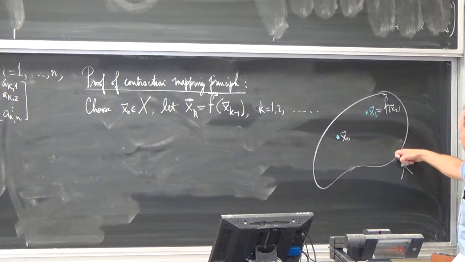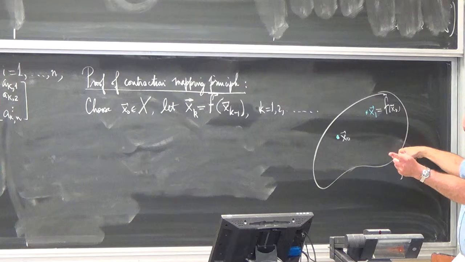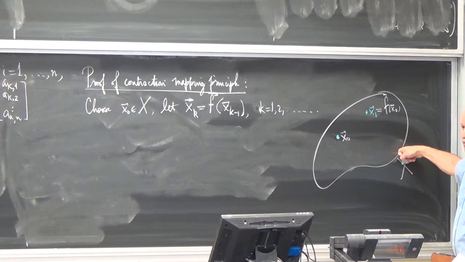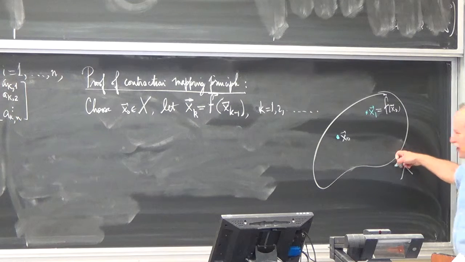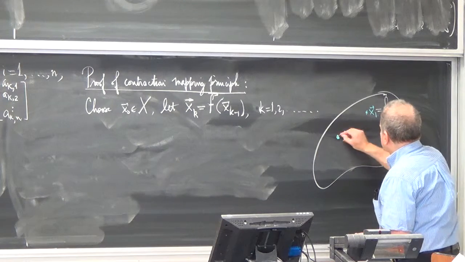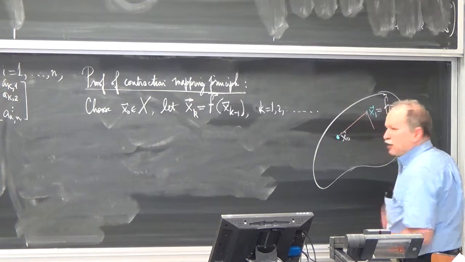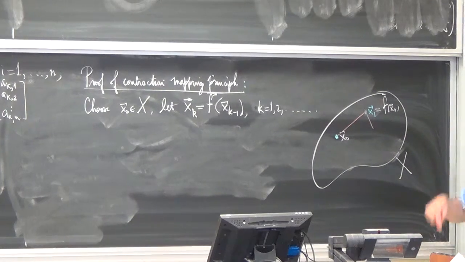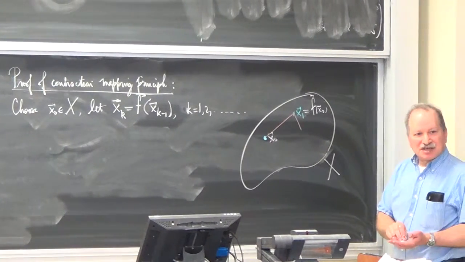Could it end up way over here? No, it has to be closer. Closer to whom than whom? Closer to x2 than x1 is to x0. Exactly right. This distance has to shrink by a factor of c or more. That's what contraction mapping said.